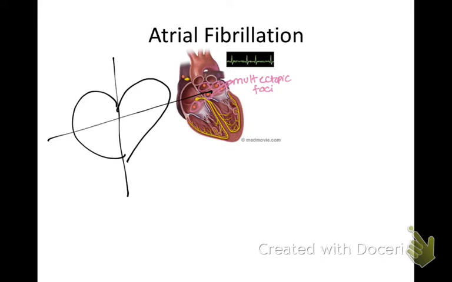Okay? Starting in the SA node, going to the AV node, right? The bundle branches, Purkinje fibers, okay? It should go ahead and start SA, AV and go through.